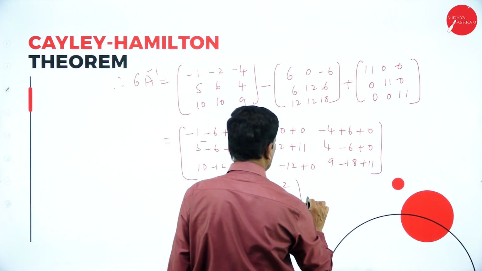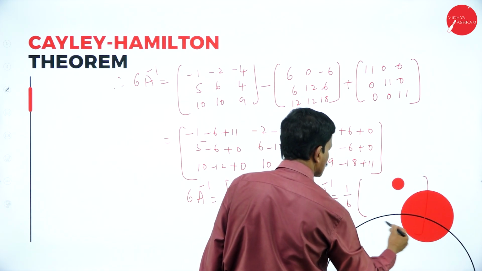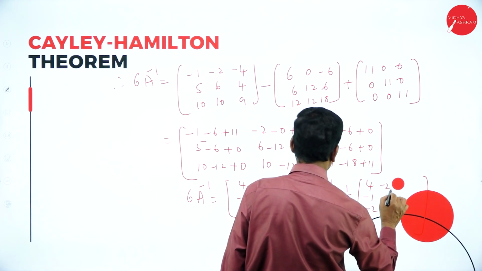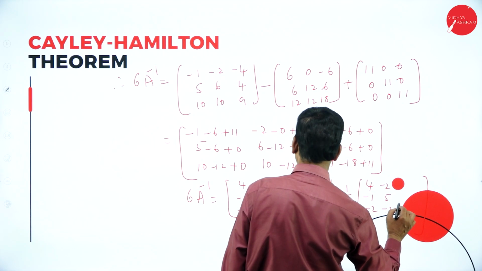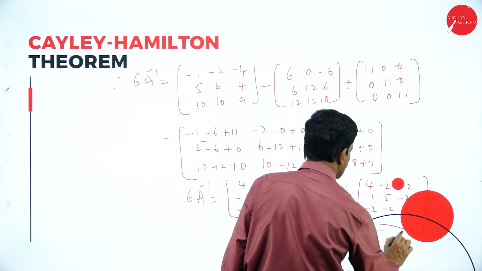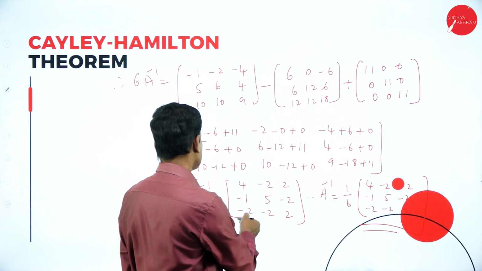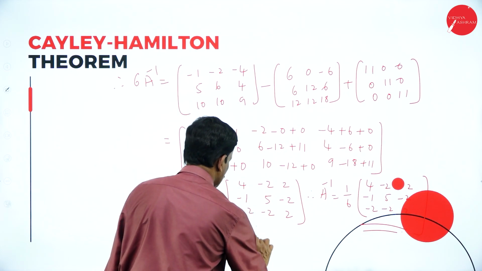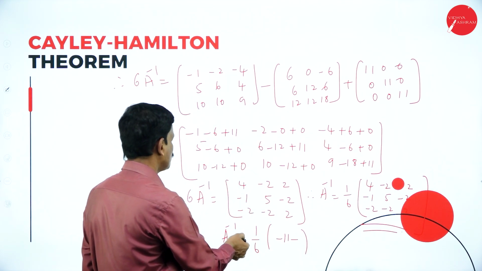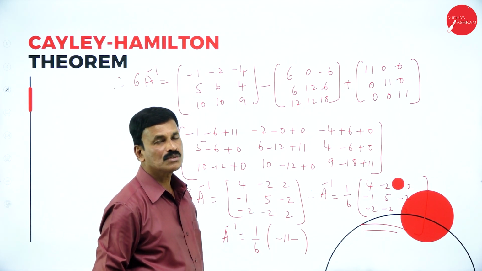So therefore the final answer, A inverse is equal to 1 over 6 times the matrix 4, minus 1, minus 2; minus 2, 5, minus 2; 2, 2 and 2. This is the inverse for the matrix. So what is the inverse? A inverse is equal to 1 over 6 times this matrix: 4, minus 1, minus 2, minus 2, 5, minus 2, 2, 2, 2 is the inverse. Hope you follow.